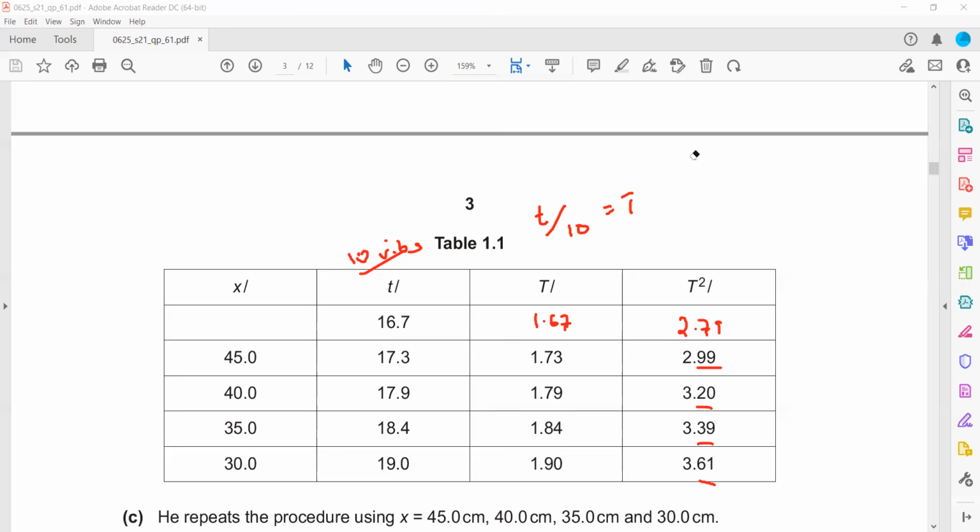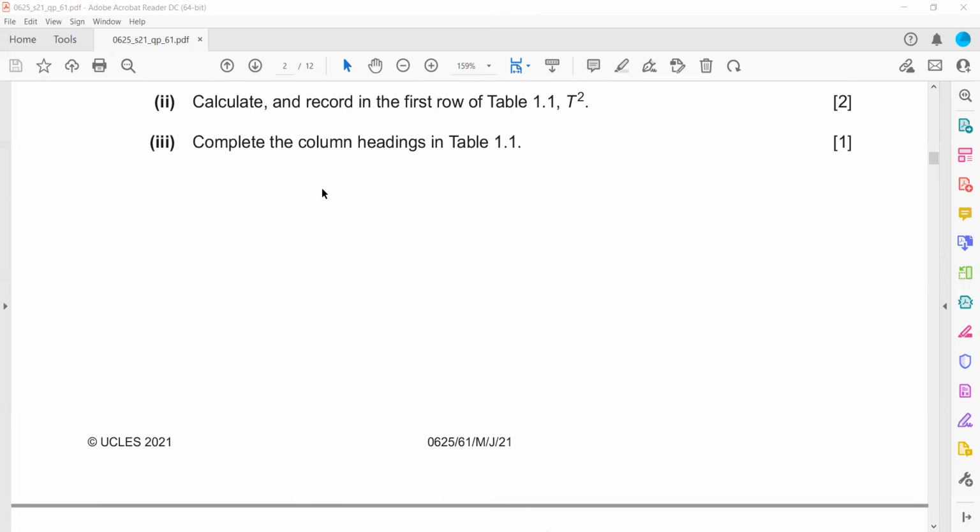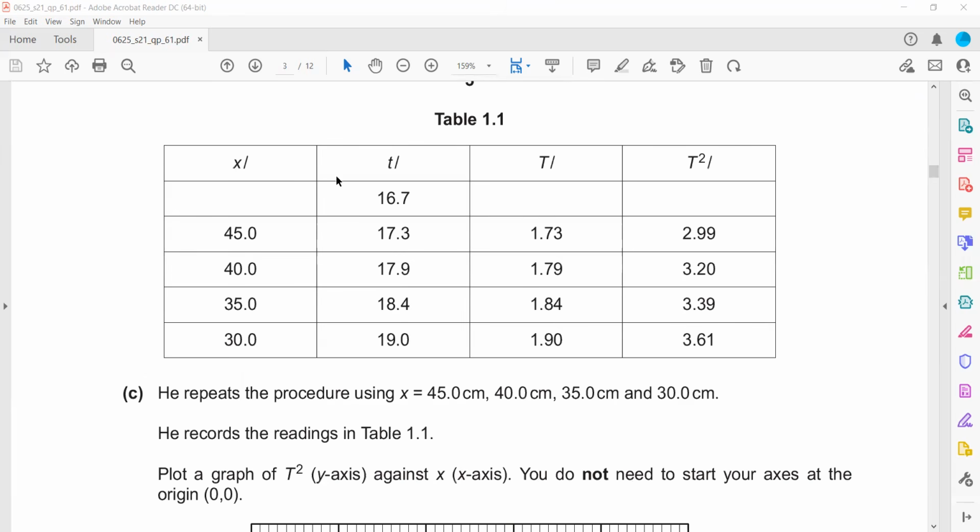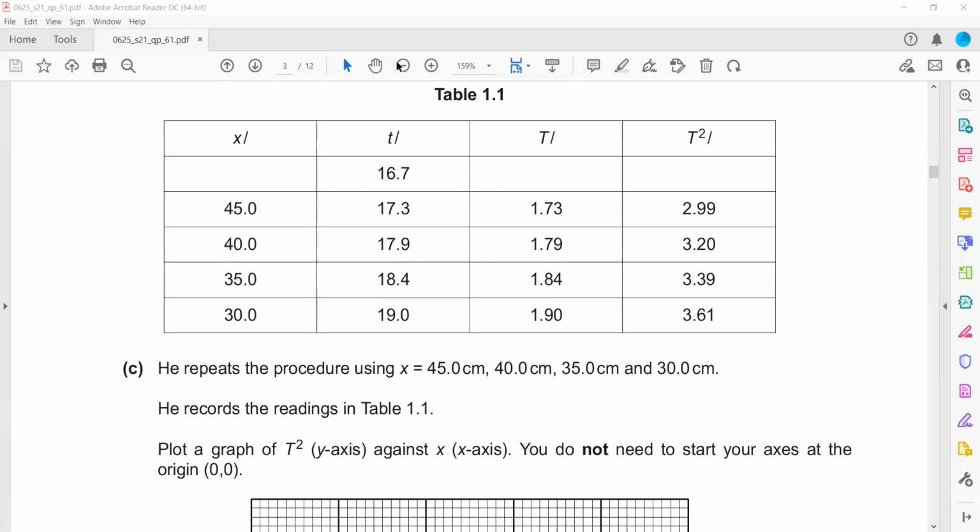Then we have to complete the column headings. What is the meaning of a column heading? It means you have to represent the units in which we measure these quantities. So what was the unit of x? That is centimeter. What is the unit of time? That is second. What is the unit of period? That is also second. And what is the unit of T square? T is second, so T square will be second square.